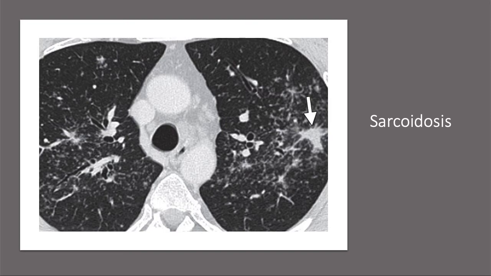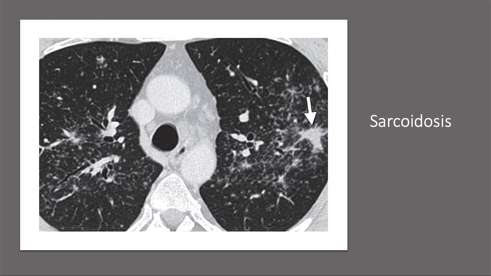Sarcoidosis is a multi-system granulomatous disease which features a non-specific clinical presentation and a female predominance. Pulmonary function tests can show obstruction, restriction, or both. Computed tomography features common to both hypersensitivity pneumonitis and sarcoidosis include ground glass opacities, mosaic perfusion, and upper lobe predominant fibrosis. Architectural distortion with traction bronchiectasis and honeycombing are commonly observed with fibrotic progression of the disease.